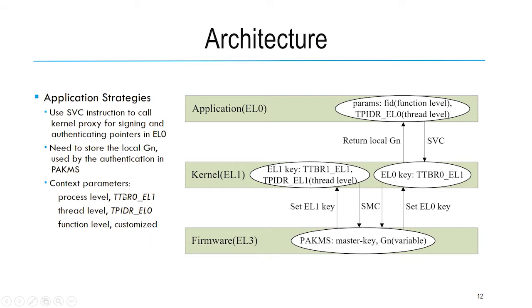Due to that, the SMC instruction is undefined in EL0. The application in EL0 uses SVC instructions to call the kernel proxy for signing and authenticating pointers. A local GN will be returned by PKMS and can be stored on the stack in order to correctly authenticate signed pointers later, because GN in EL3 is variable throughout the system. Similarly, the registers TTBR0_EL1 and TPIDR_EL0 can be used as context parameters to produce PA keys associated with specific user space applications.